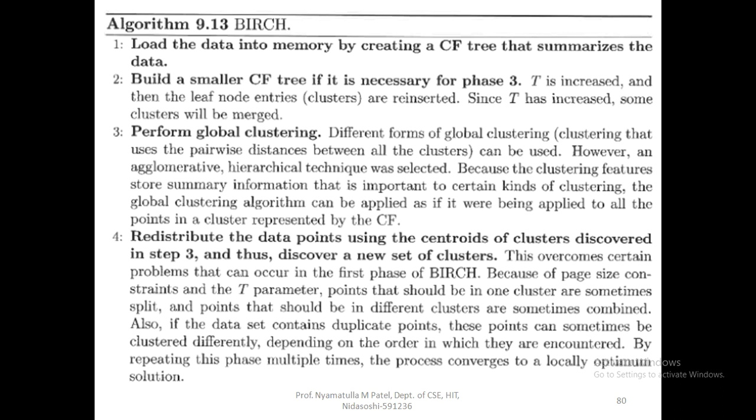Okay. So, this overcomes a certain problem that can occur in the first phase of BIRCH. Because of the page size constraints and the T parameter, points that should be in one cluster are sometimes split. Means the points which are to be present in one cluster are there in another cluster, and the points that should be in different clusters are sometimes combined. Sometimes we remove some points which are supposed to be in the cluster, and we add those points which are not supposed to be in the cluster.